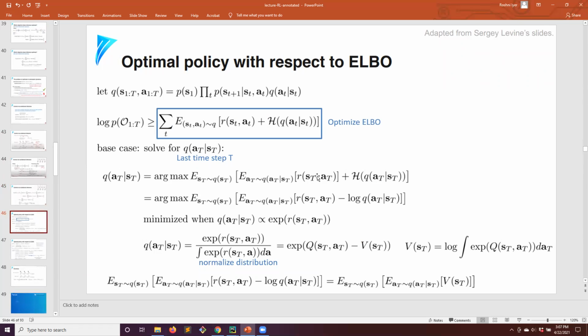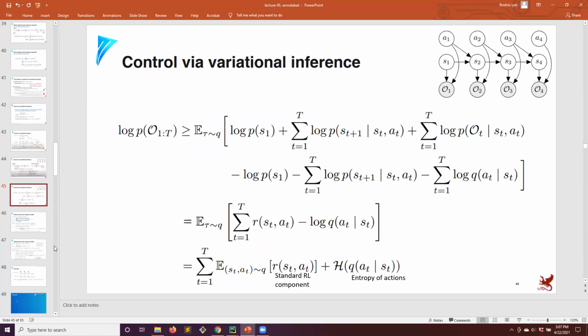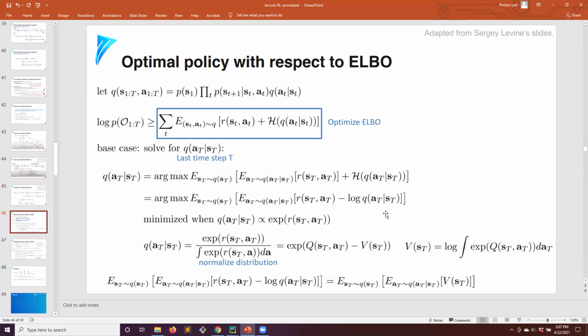So in this case, we can see this here, and remember the h function is just this log q part. So we write it like this, and they don't go through all of the steps on how it's being minimized here, but essentially the final result is that it is proportional to the exponential of this reward function. And this is just normalizing this q of a given s, which is that policy at the last time step.